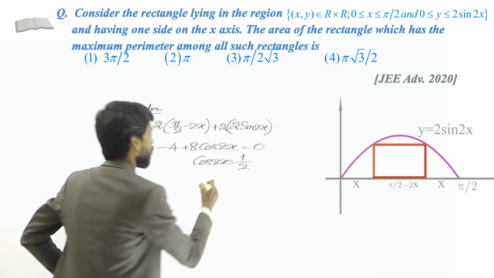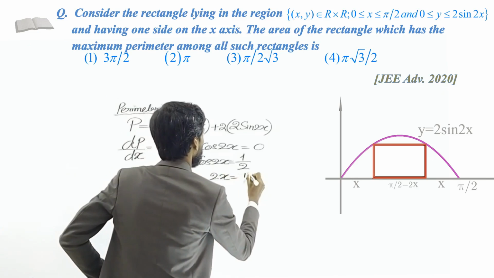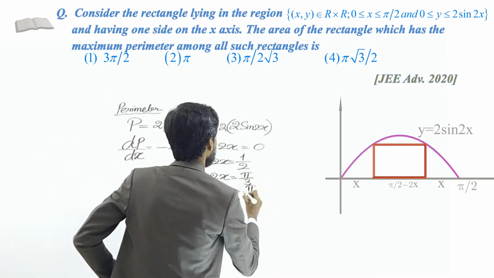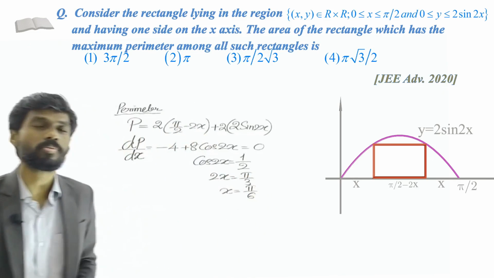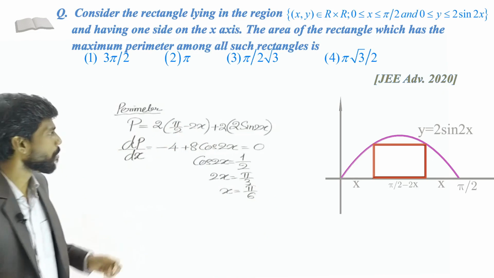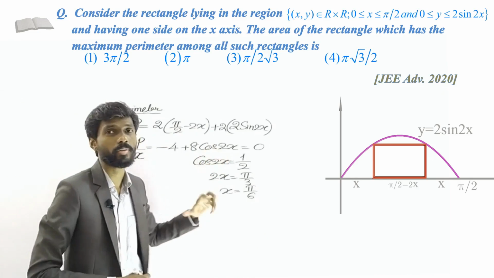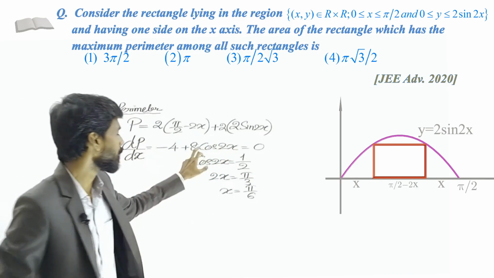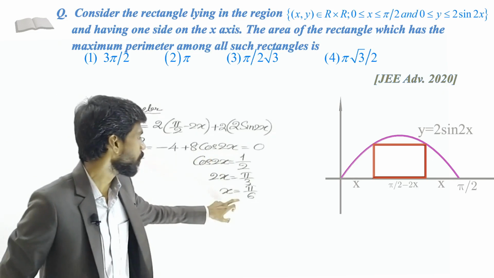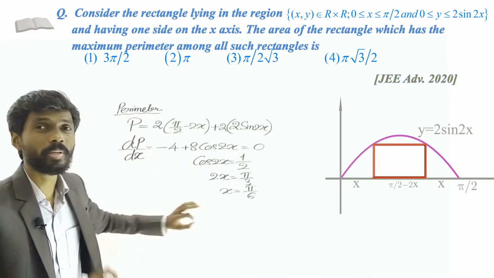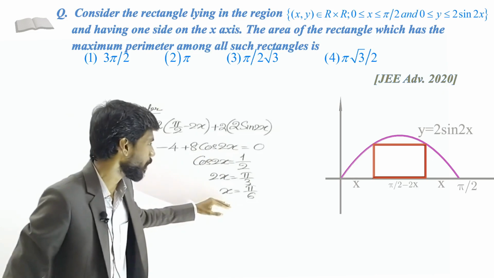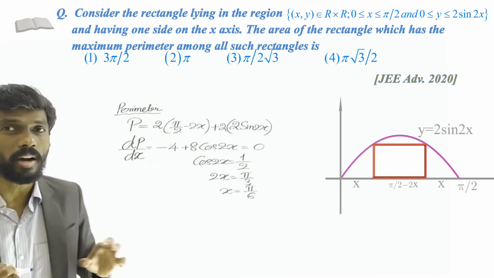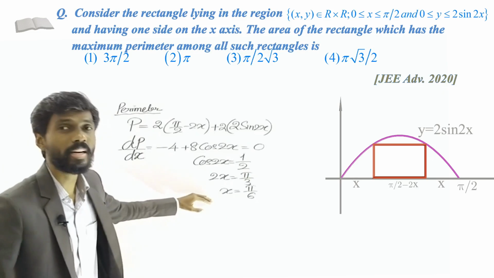Let us find the value of x. So 2x equals pi by 3, so that will give you x equals pi by 6. This is the value of x for which this function attains a maximum or minimum. So you have to find the second derivative actually. We are not going to do that because the derivative of the first derivative is minus 16 sine 2x, and that value is negative. So this has to be the point of maximum. This is the point at which the perimeter is maximum.